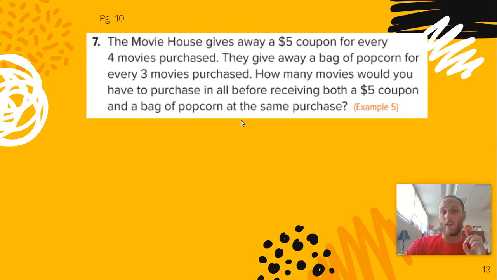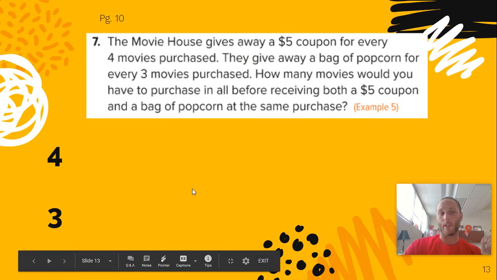So I'm going to give you a little bit of time to do that, but basically we want to set up our problem with 4 and 3 as our numbers that we start with, and then we want to find the multiples of 4 and 3.